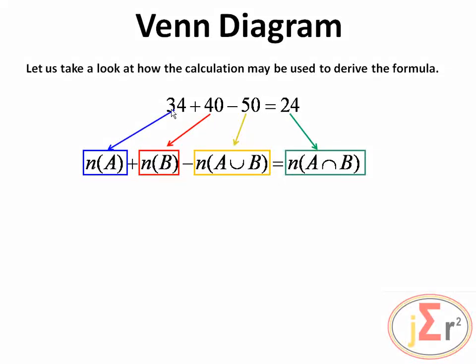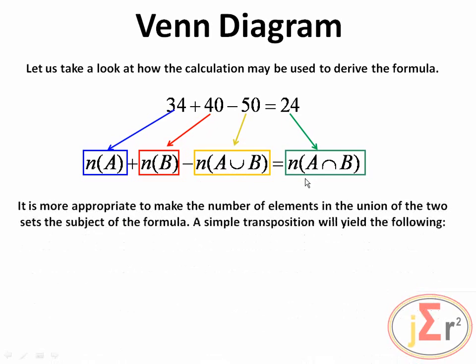Right here we have 34 is NA, 40 is NB, 50 is the number of elements in the union of the two sets, and 24 the number of elements in the intersection of the two sets. It is more appropriate to make the number of elements in the union of the two sets the subject of the formula. A simple transposition will yield the following.